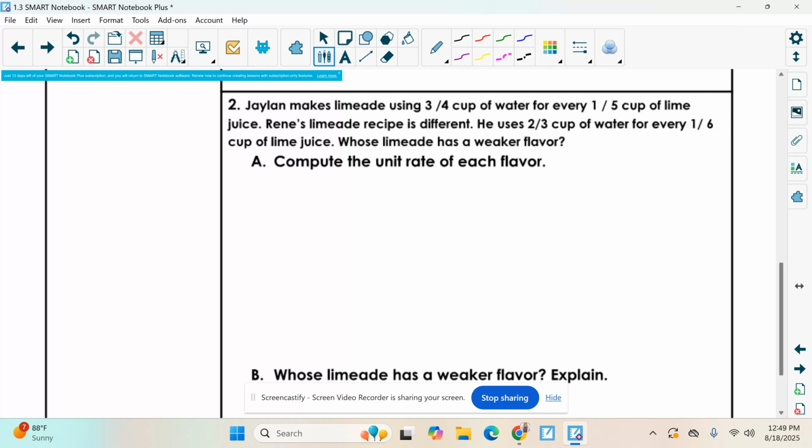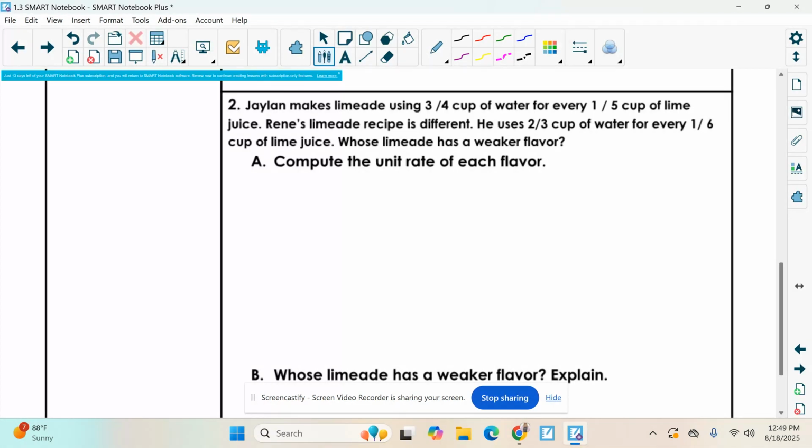All right. Jalen makes limeade using 3/4 cups of water for every 1/5 cup of lime juice. Rennie, it's limeade. I don't know how you say his name. Rennie's limeade recipe is different. He uses 2/3 cups of water for every 1/6 cup of lime juice. Whose limeade has a weaker flavor?